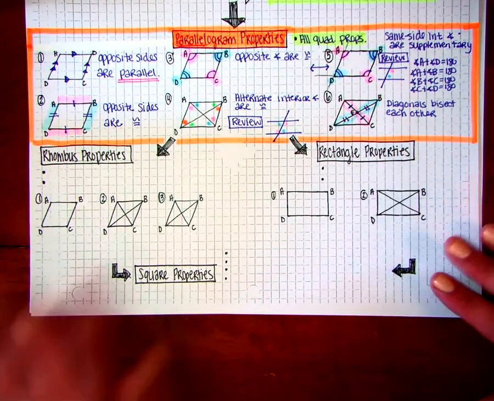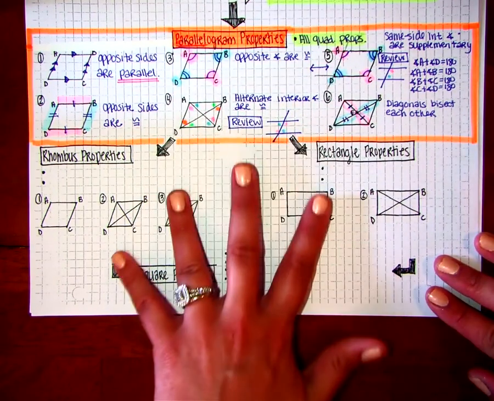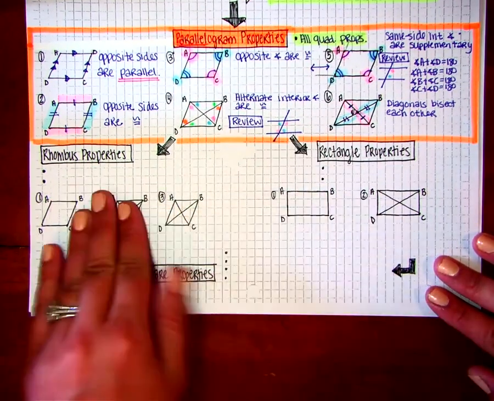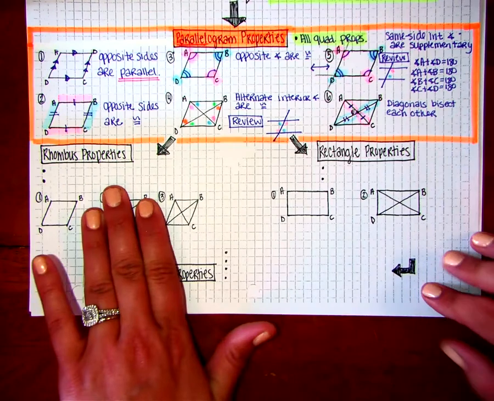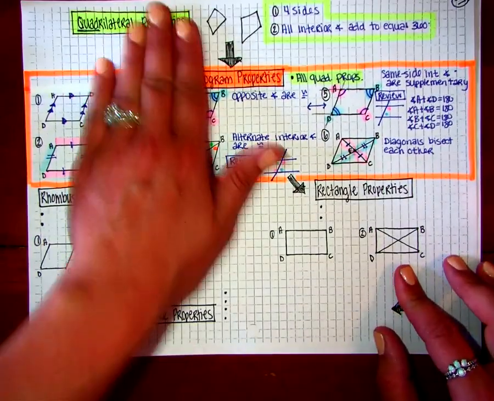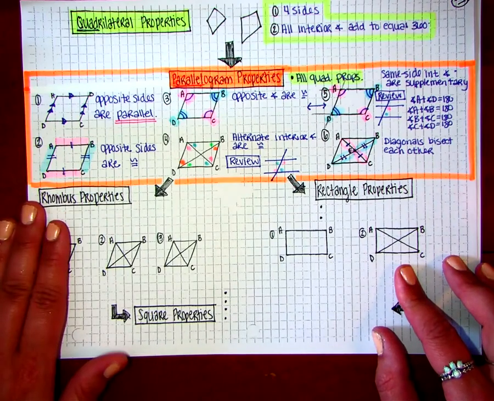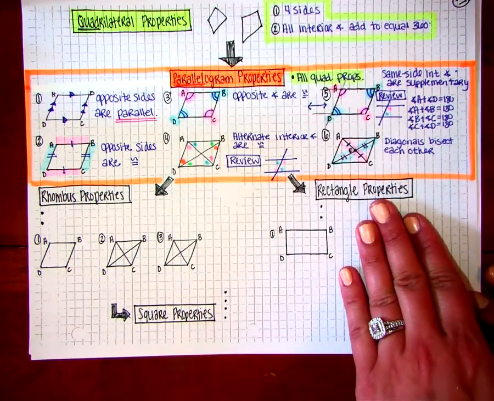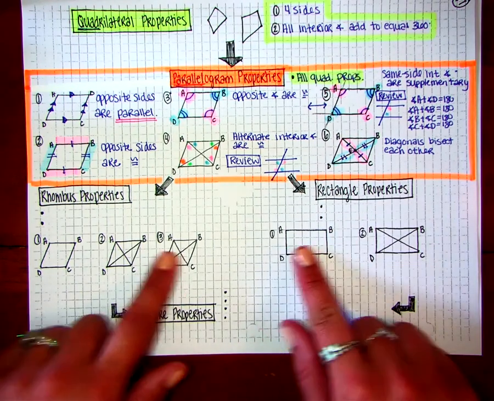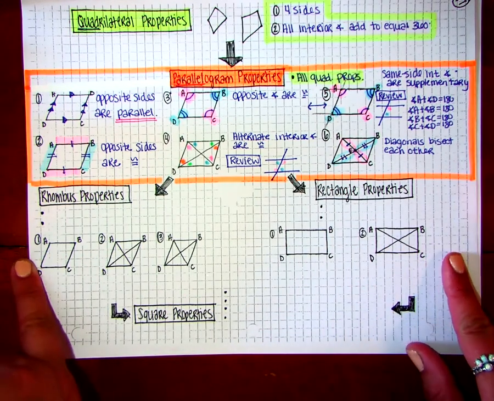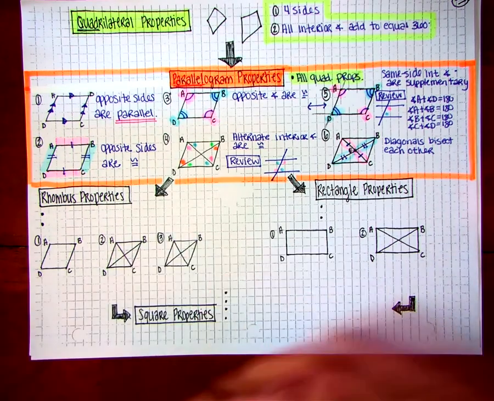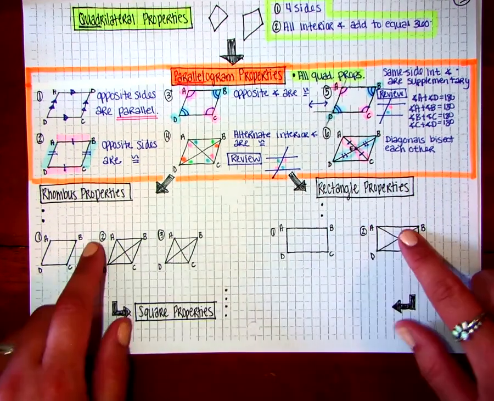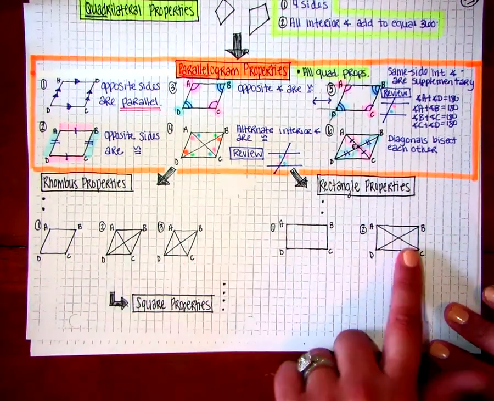Now, the properties of parallelogram split into rhombus and rectangle. What that means is properties flow down, but they do not flow side to side, which means the rhombus is going to inherit the quadrilateral properties and the parallelogram properties. The rectangle will also inherit quadrilateral and parallelogram. However, they will each have independent properties of their own that do not share across. So rhombus will have 3 and rectangle will have 2.